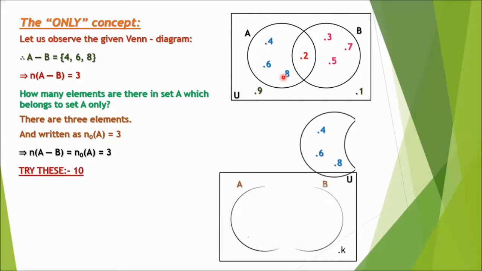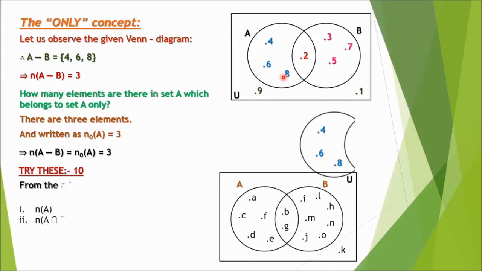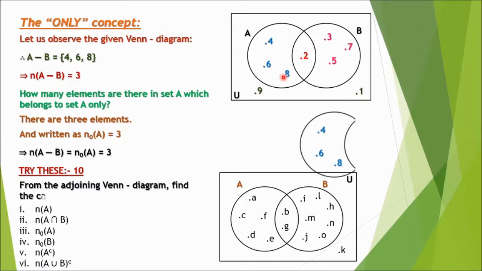You can do this question with the help of this Venn diagram. There are various questions you can answer from the Venn diagram. I think you understood what "only" means. So whatever value you get from the difference is the "only". Okay, that's only A, only B, only C.